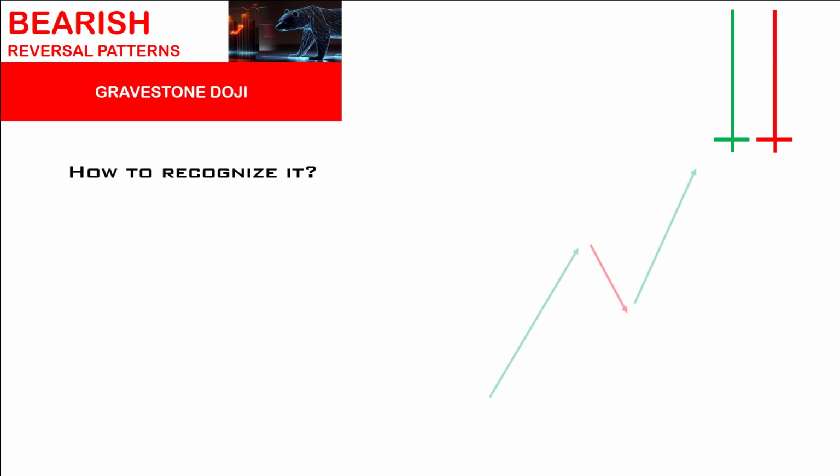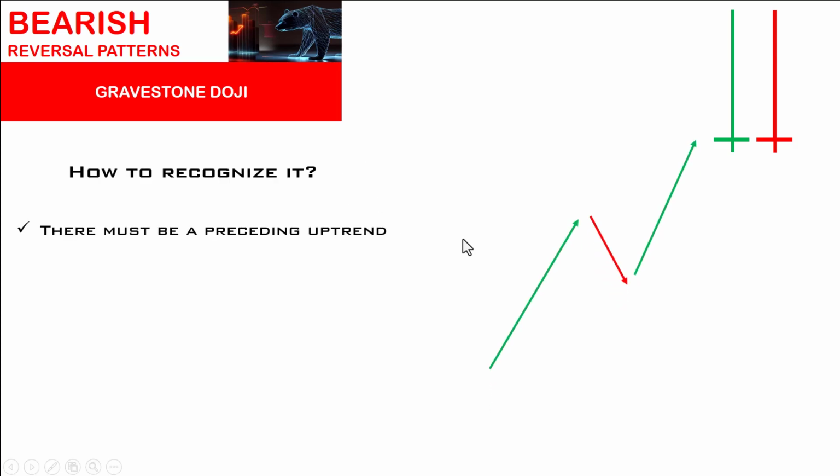So let's go to the bearish counterpart. The bearish reversal candlestick patterns that we have, and the first one is gravestone doji. Gravestone doji is the opposite of dragonfly doji. It looks like a T placed upside down, and you must see it at the top of an uptrend. There must be a preceding uptrend before you see this for it to be a valid gravestone doji. When you place a T upside down, that is how it looks.